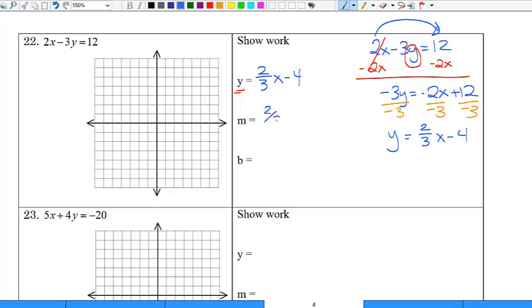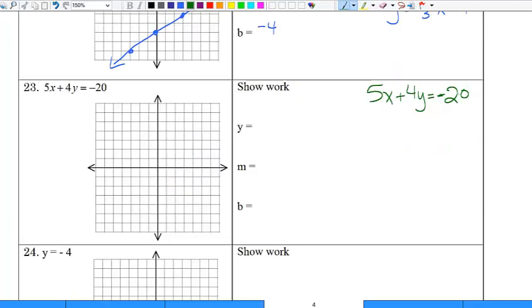So my slope is 2/3. My y-intercept is -4. So that tells me to go down to 4. I'm going to rise 2 and run 3. I have a lot more room here, so I'm going to just keep going, rise 2 and run 3. Or I could go down 2 and left 3. And that gets me a very nice straight line.